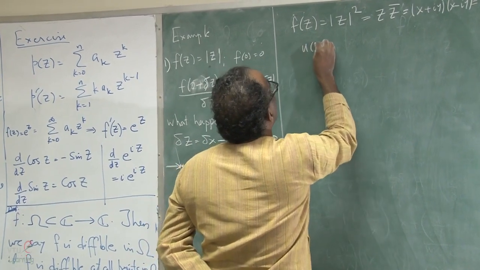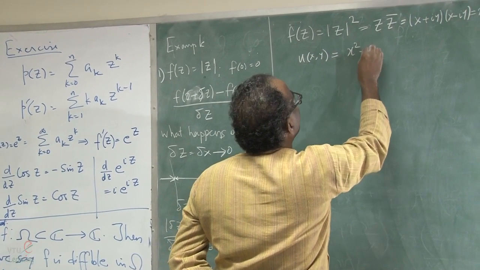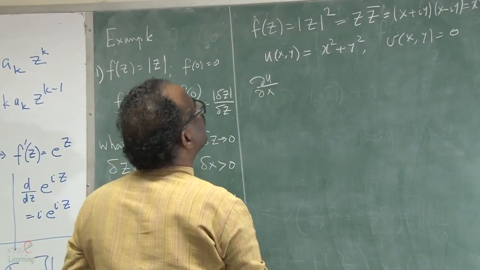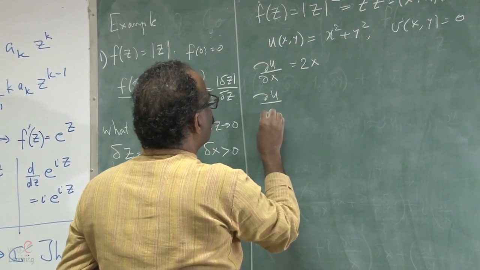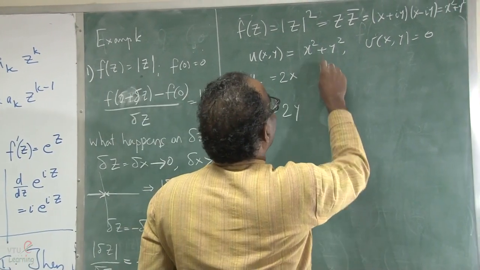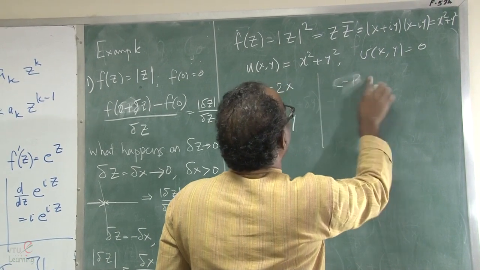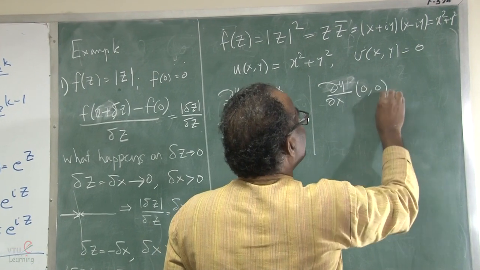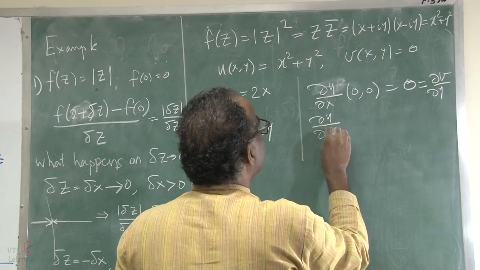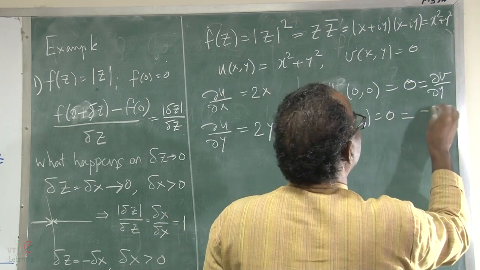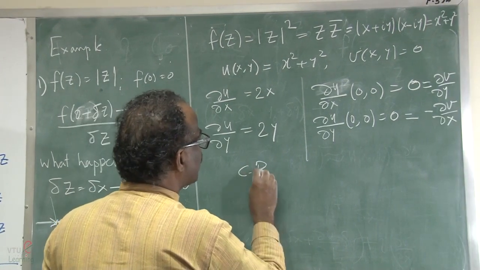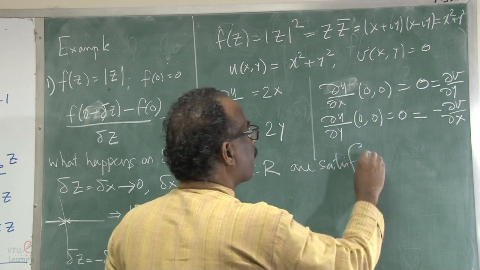Okay, so in this case, your u of x,y is equal to x square plus y square, and v of x,y is equal to 0. So what is your du by dx? du by dx is equal to 2x, du by dy is equal to 2y. So if you look at it, du by dx at the origin is equal to 0. That's the same as dv by dy. That's what you want for the Cauchy-Riemann equations. And du by dy at the origin is equal to 0. That's the same as minus dv by dx. This is the Cauchy-Riemann equation. So the Cauchy-Riemann equations are satisfied only at the origin.